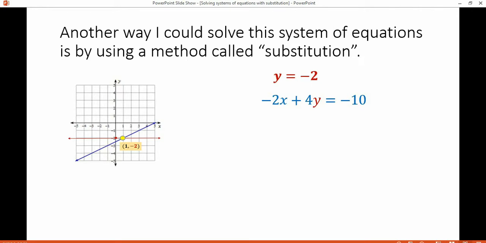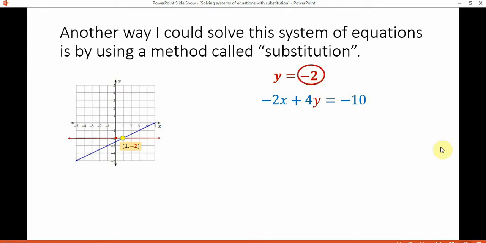Today, what we're going to learn is another way that we can solve systems of equations, and that method is called substitution. We don't need a graph to do substitution. It's actually pretty intuitive. It's in the name. We substitute. So this equation is y equals negative 2. We want to know what is the value of x and y when this equation is equal to this equation.